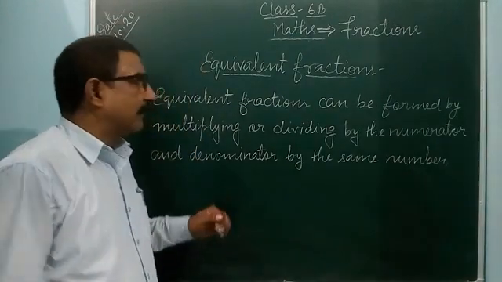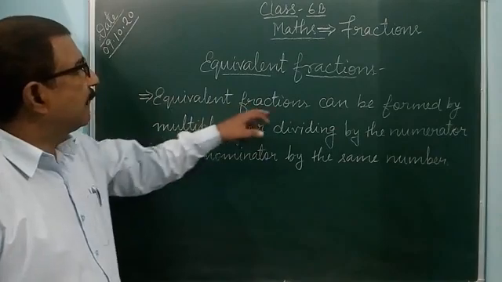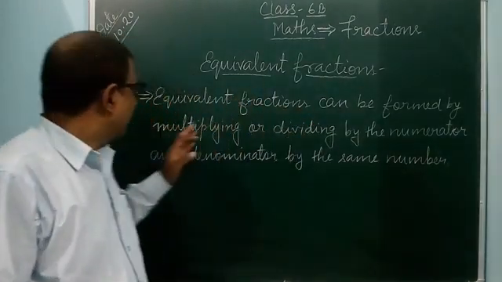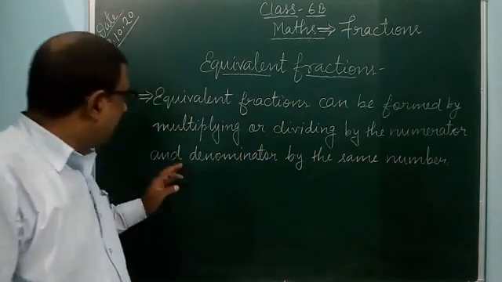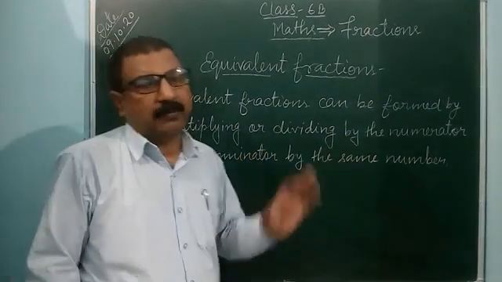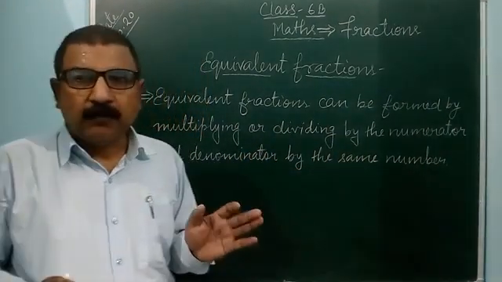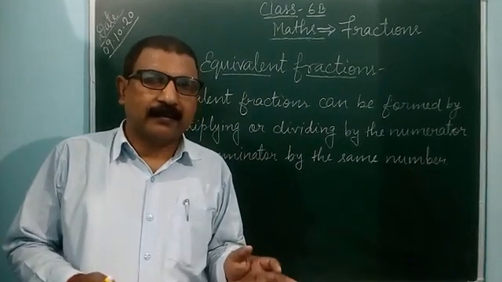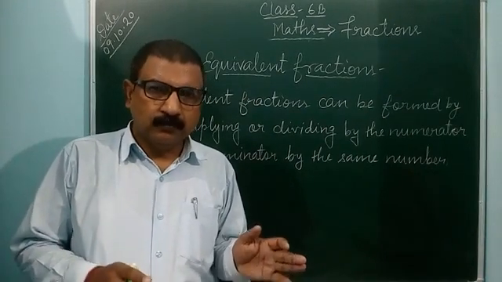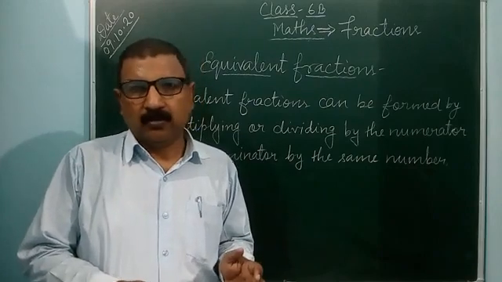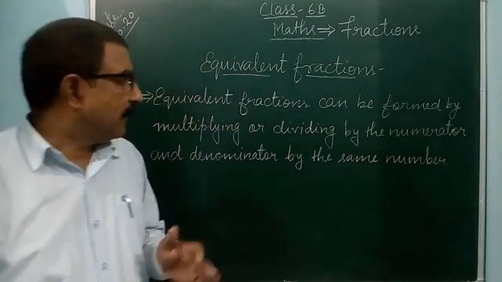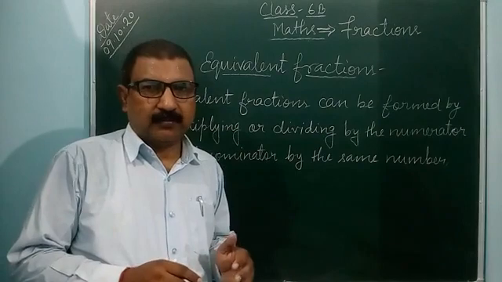What are equivalent fractions? Equivalent fractions can be formed by multiplying or dividing the numerator and denominator by the same number. Means if you are multiplying or dividing any fraction, numerator and denominator, by the same number, you can get the equivalent fraction.